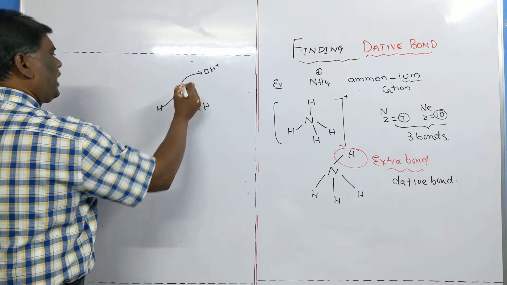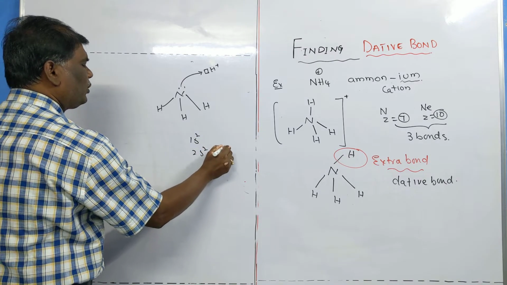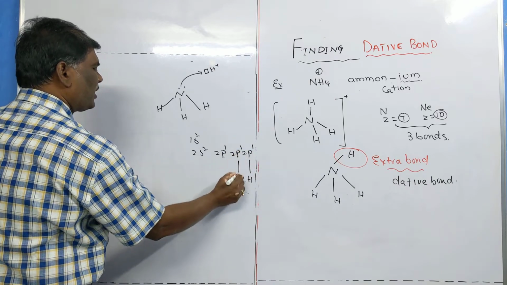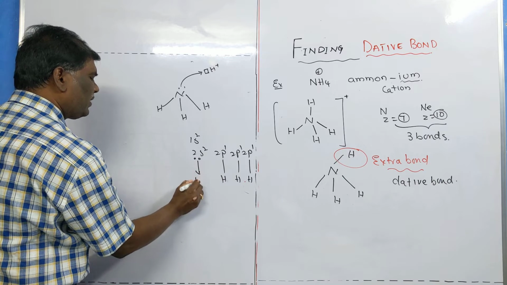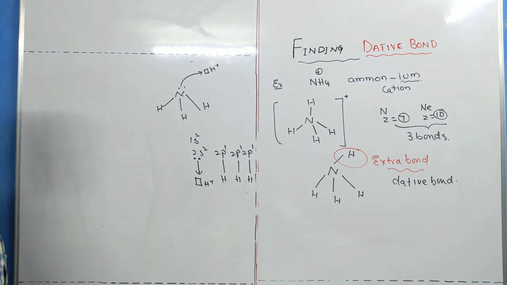You know, nitrogen configuration is 1s2, 2s2, 2p1, 2p1, 2p1. For hydrogen, now the lone pair is given to the vacant orbital of H plus ion. Clear? This is one example.